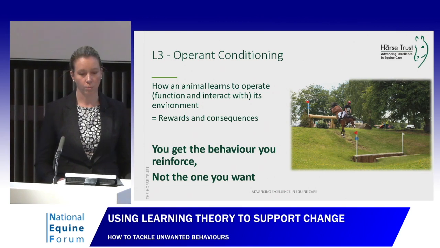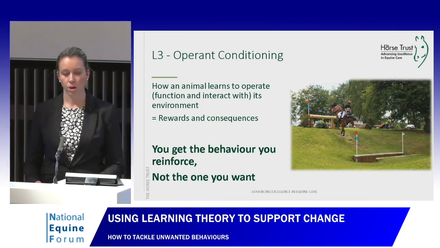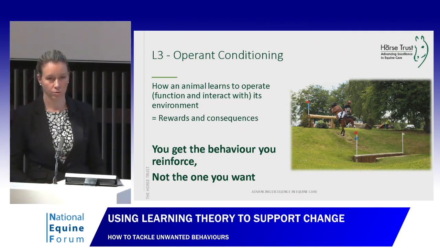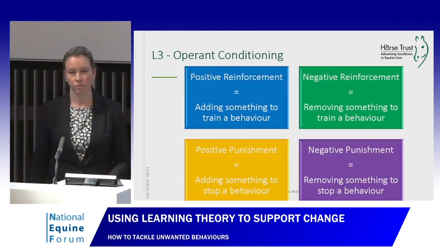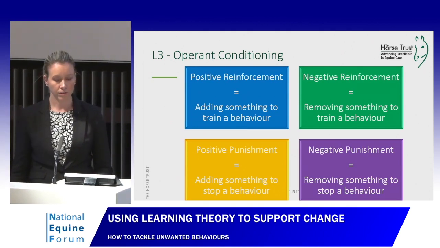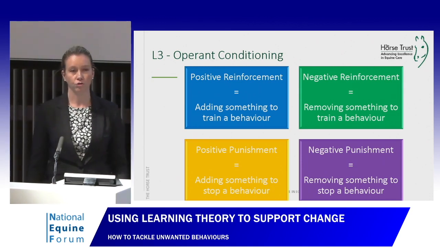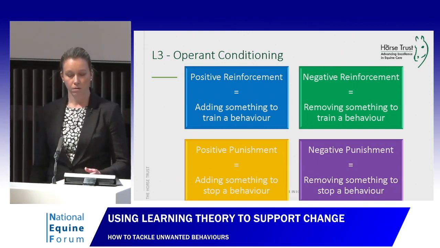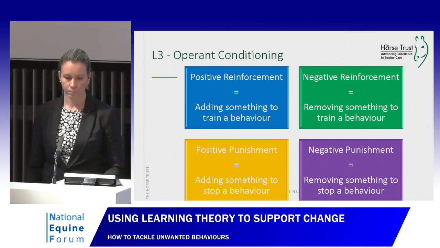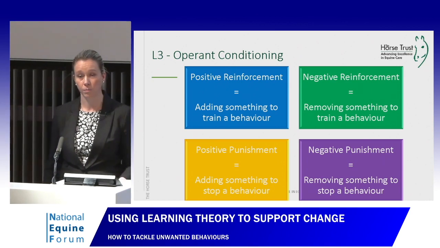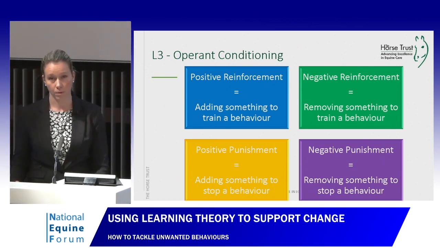Then we move on to the third one, operant conditioning. This is how an animal learns to operate, to function and interact with its environment. It's about rewards and consequences. And we split it into 4 different quadrants that people get very confused over. But just think, when we use the term positive, we mean the addition of something. So it's adding something, reinforcement to reinforce or train the behaviour we want. Negative means the subtraction or removal of something, reinforcement to train the behaviour we want. You can add something aversive, or you can take something nice away from the horse, which would be an example of punishment to stop a behaviour.